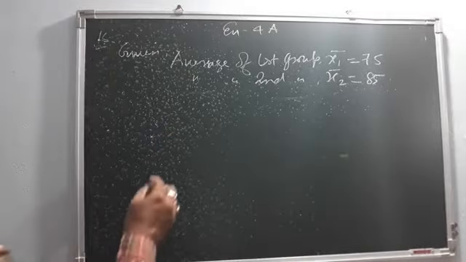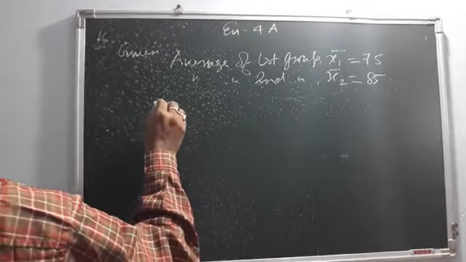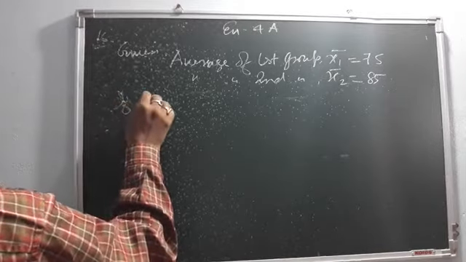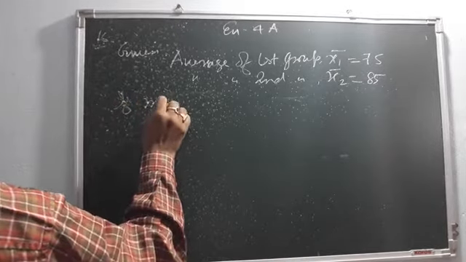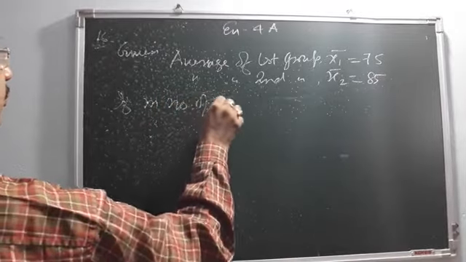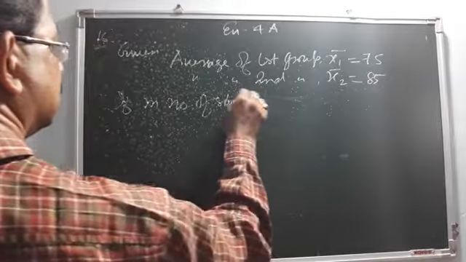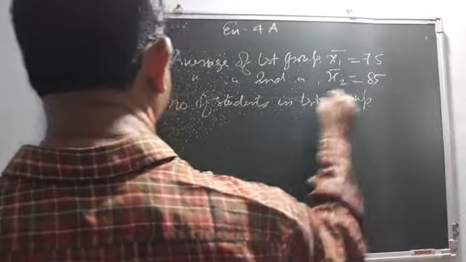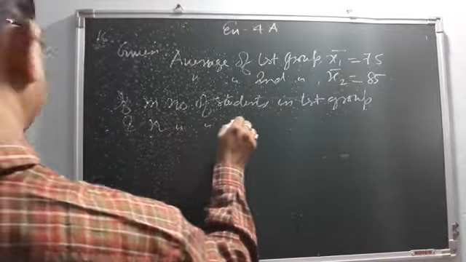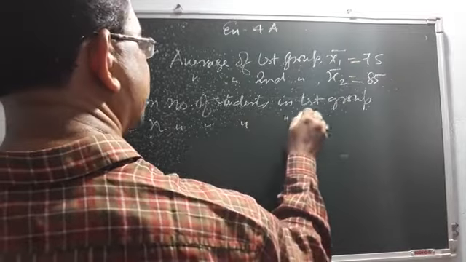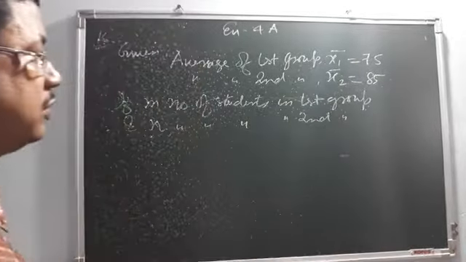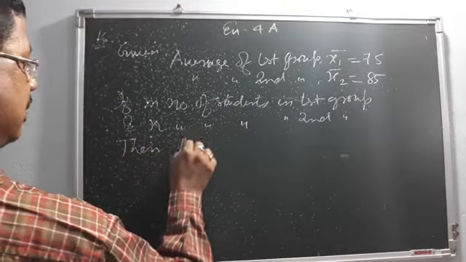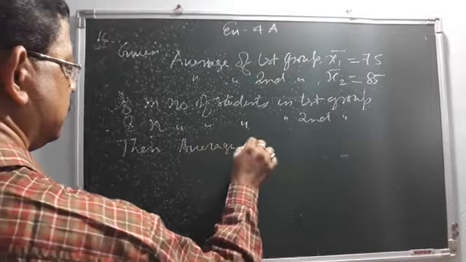So we have to take this. If m is the number of students in the first group and n is the number of students in the second group, if I take it this way, then the average of the total.